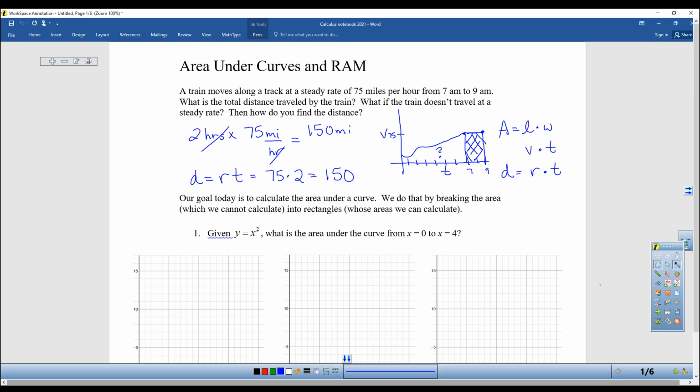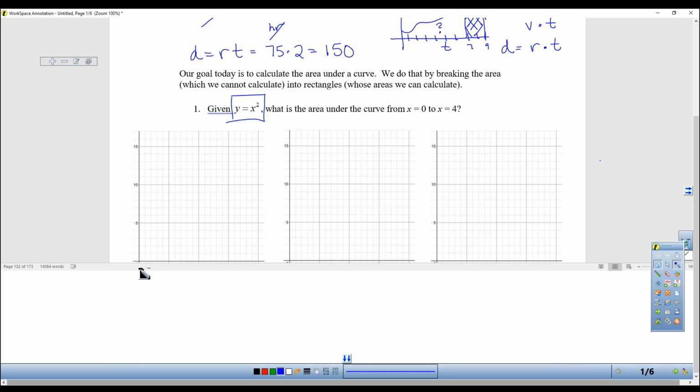Well, before we can do an unknown curve, we're going to start with a known curve. So what I'd like you to do is graph y is equal to x squared on all three of these graphs. Notice that this one's counting by 5s, and on this axis it's counting by 1s. I know that it is lopsided, but I did it in order that we would be able to draw on it easier.